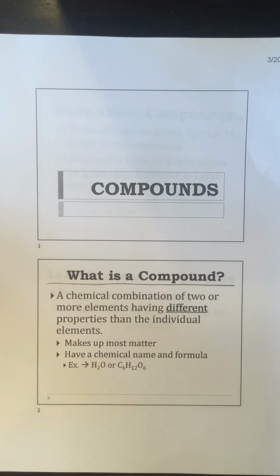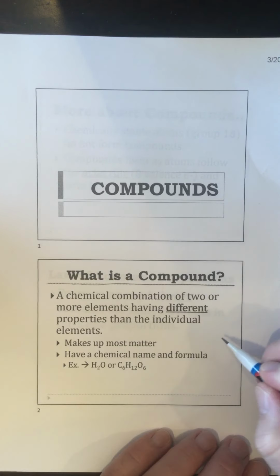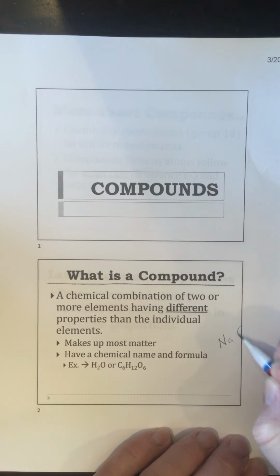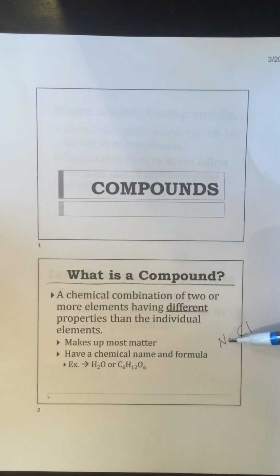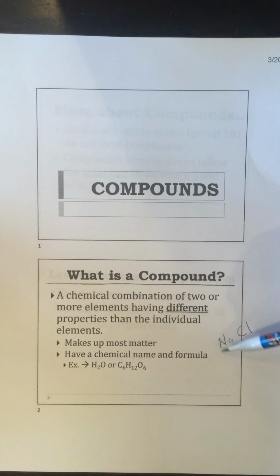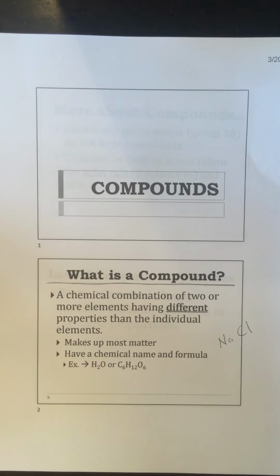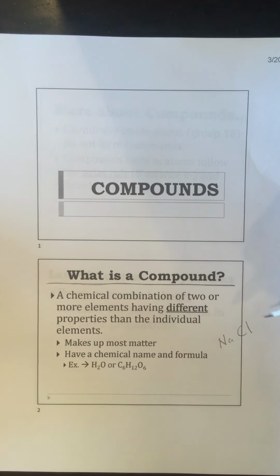So for example, I always say this in class about sodium and chlorine, NaCl. Sodium metal reacts violently with water. Chlorine gas is very deadly. If you put them together, they form table salt. So obviously, the properties of the combined elements are different than each one individually.